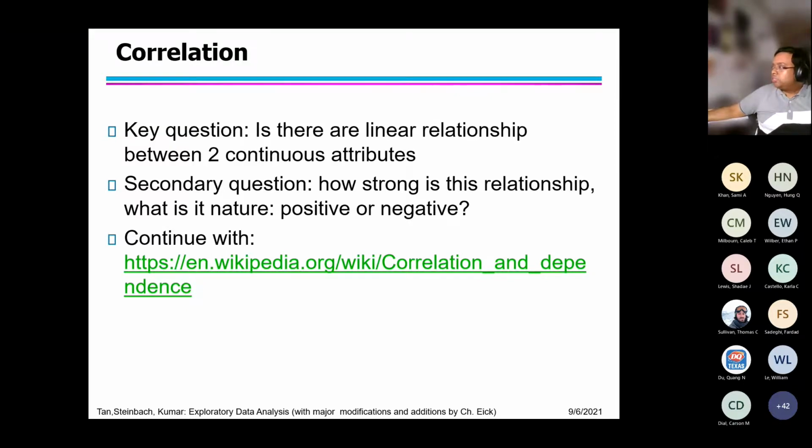Does anyone have any questions? I know someone, or did you just accidentally unmute? Okay. Yeah, okay, no problem.